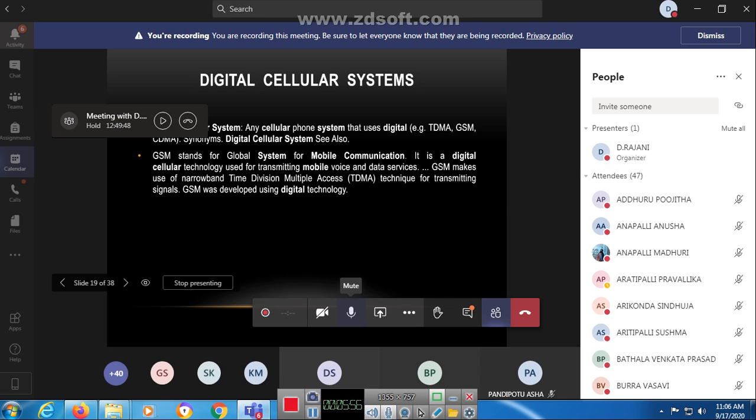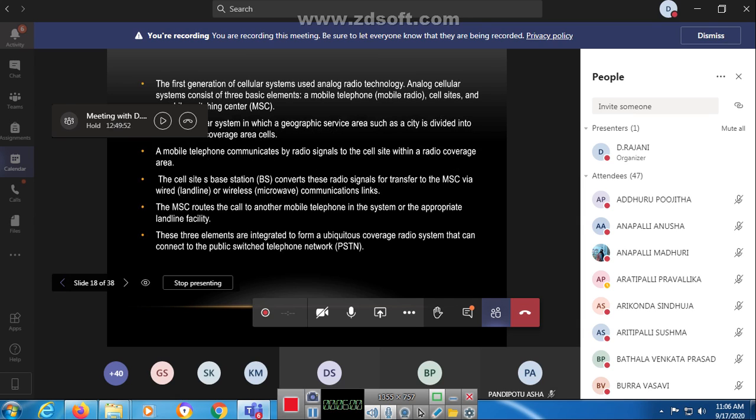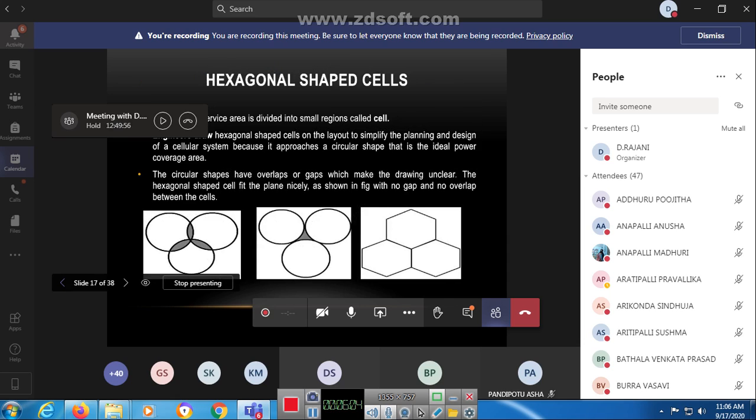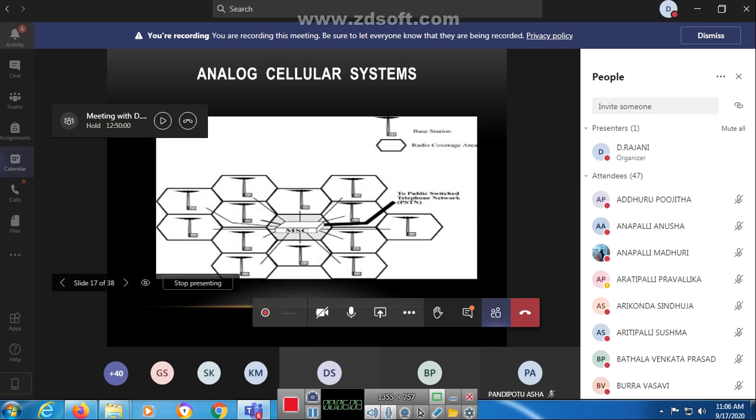Okay. So I will repeat the previous topic also. Analog cellular system: last class I covered up to hexagonal shaped cells. The next continuation is the analog cellular system. For the analog cellular system, we have basically three elements. What are the three elements? We can take the mobile switching center, another one is the base station, and another one is the radio coverage area.